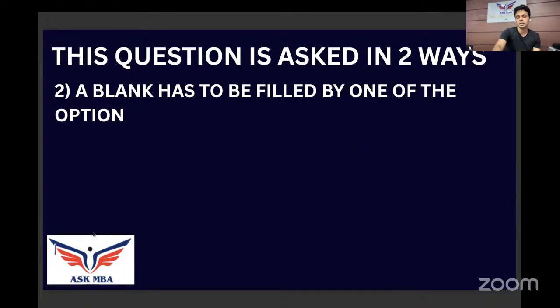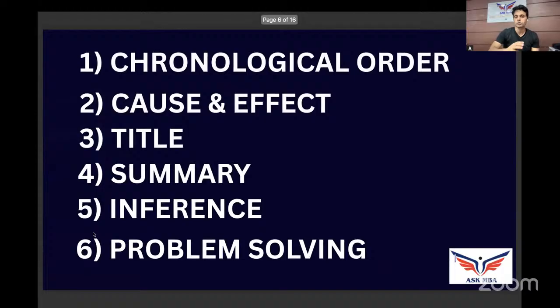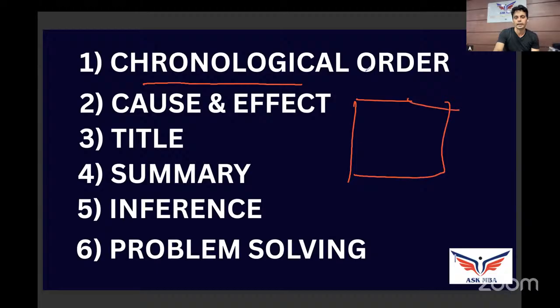So this is the second type of question. Of course, chronological order, cause and effect, title, summary, inference, problem solving. You guys are going to get these kinds of situations. Now, what do you mean by chronological order? The chronological order, as the name suggests, is nothing but an order of actions or sequences: first what happened, then what happens next. So maybe in a paragraph, the missing blank is in the order of action. Maybe one sentence is missing, or the second is missing.